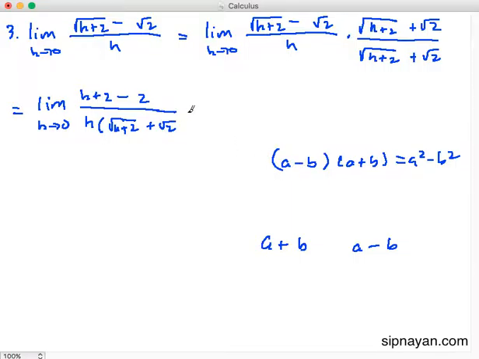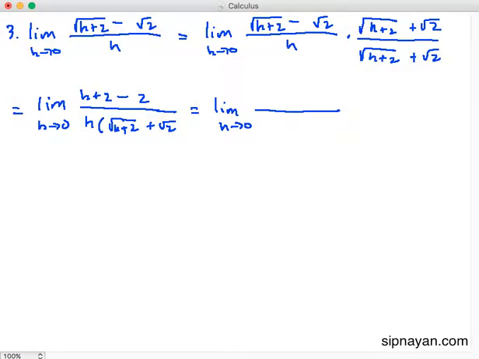No? So this becomes the limit as h approaches 0 of, ano matitira sa taas? Magiging h lang, di ba? O, wala na yung 2. 2 minus 2 is 0. So, magiging h siya. So, magiging h times quantity square root of h plus 2 plus square root of 2. No? So, ano mangyari? Pwede tayo mag-cancel, di ba? Tayo mag-cancel dito. Ano matitira sa taas? Magiging 1.